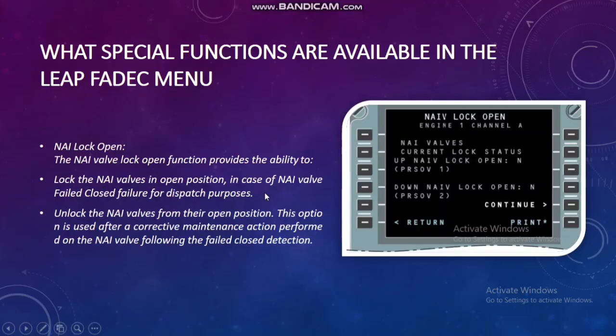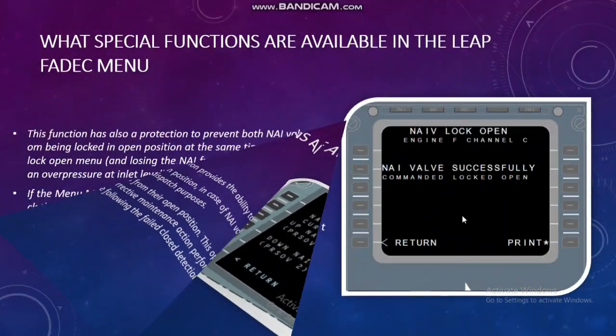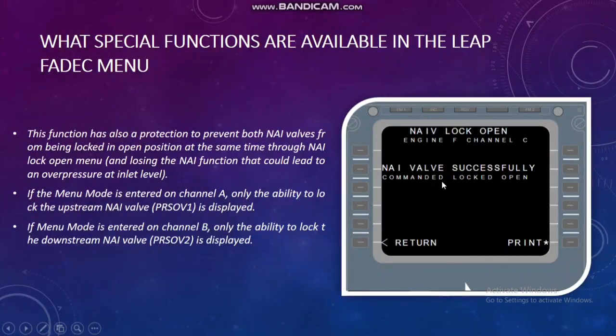So for dispatching, if it's found failed closed, you can reopen the nacelle anti-ice valve through this MCD menu special function. Unlock the nacelle anti-ice valve from the open position. This option is used after a corrective maintenance action performed on the nacelle anti-ice valve following the valve closed detection. So this is about the nacelle anti-ice valve. You can see the nacelle anti-ice valve was successfully commanded to the lock open position.